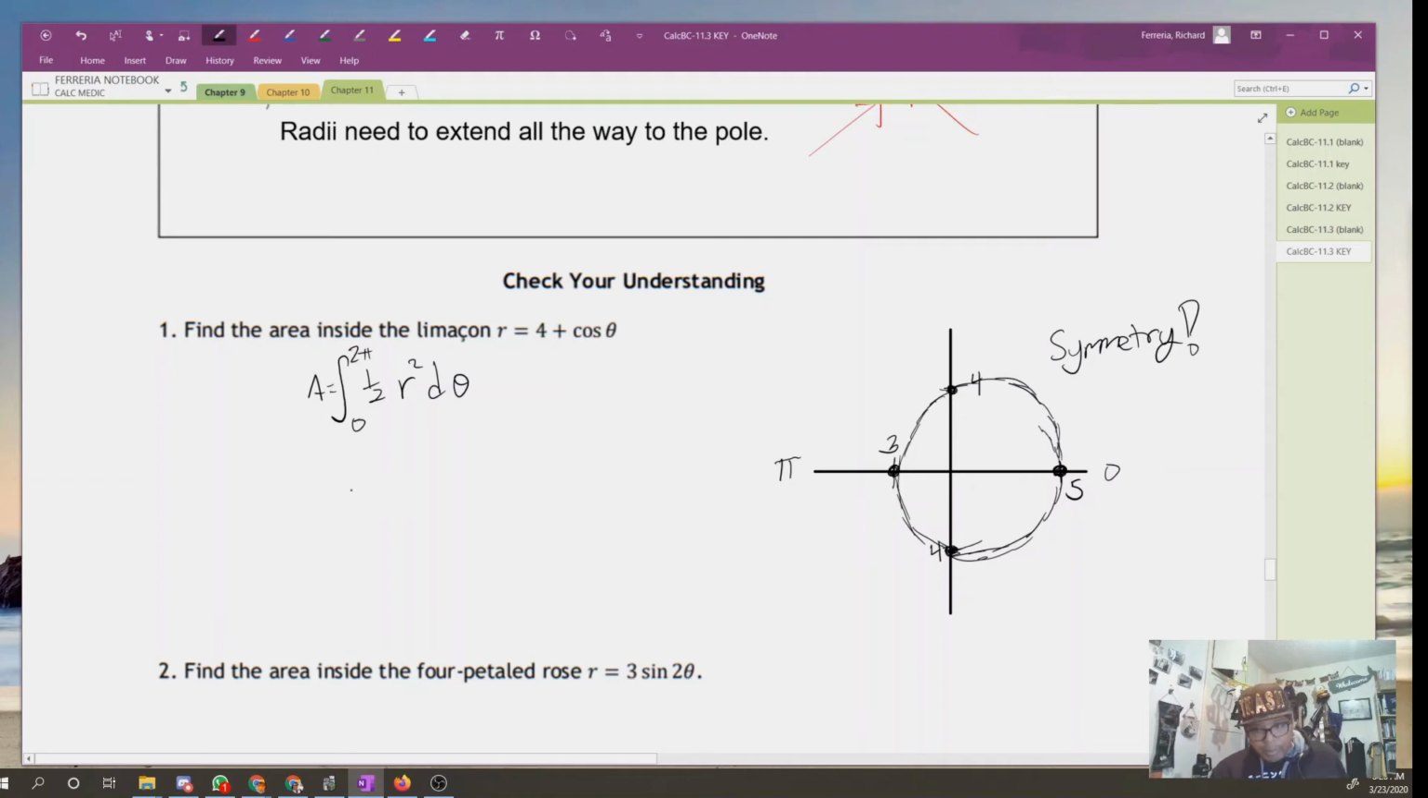Okay, I said we're going to use symmetry, and I mean it. Area is just equal to 2 times the area from 0 to pi of 1/2 r squared d theta. Okay, so that takes care of the 1/2. So the area is just equal from 0 to pi. My radius is 4 plus cosine theta squared d theta. Grab your calculator.